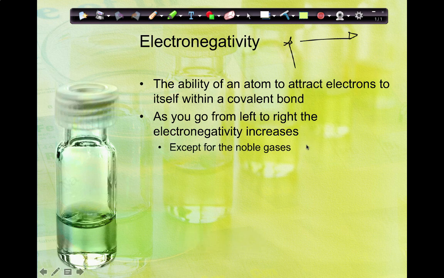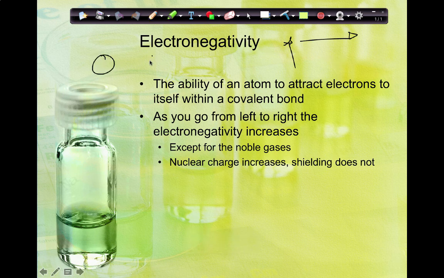Okay, so the exception here is going to be the noble gases because the noble gases don't typically bond. The reason that this happens is nuclear charge is increasing, shielding does not, which means that the electrons are able to get closer to the nucleus and are able to be pulled in more within that bond. If you have two atoms that are bonding, let's say that this one is more electronegative, it's able to pull the electrons that are being shared more towards it. So it's just pulling the electrons towards itself in that bond. So there's almost an unequal distribution of electrons.